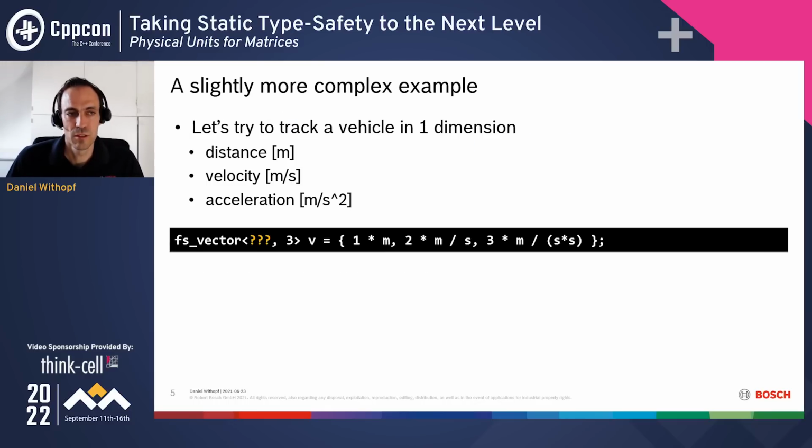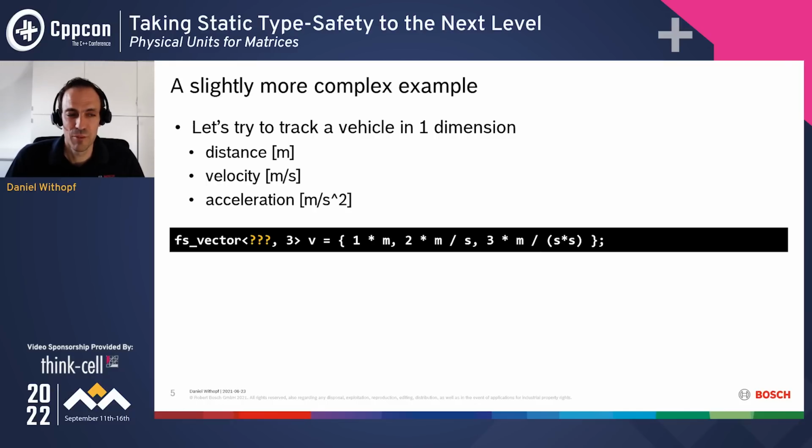To see that in more detail, I want to explain an example from my application, but maybe you have something similar in your application. In this example, we want to track a vehicle in one dimension. In this case, we would like to track the distance in meters, the velocity in meters per second, and the acceleration in meters per second squared. When we want to do that, we can simply create such a three-dimensional FS vector. We initialize it with 1 meter, 2 meters per second, and 3 meters per second squared.